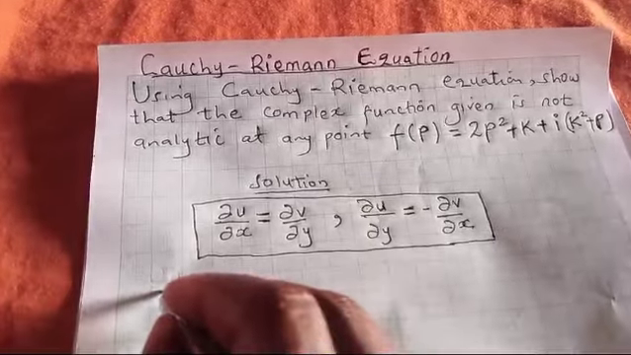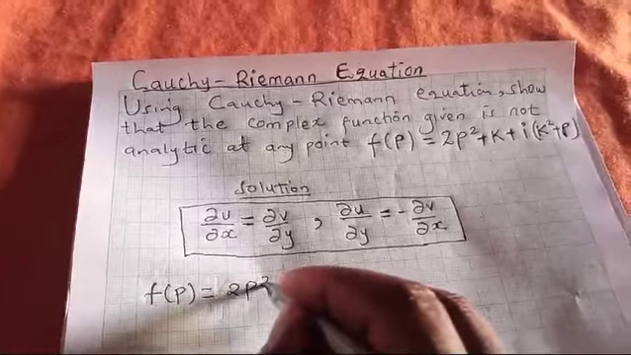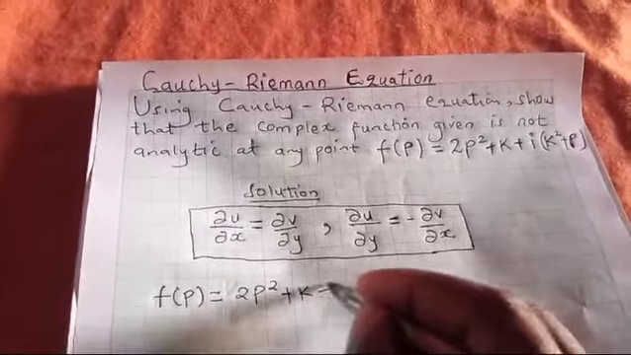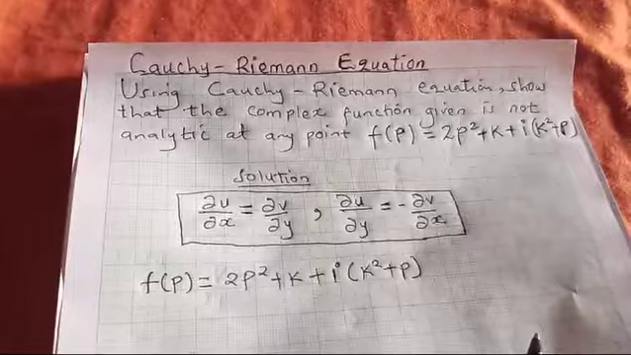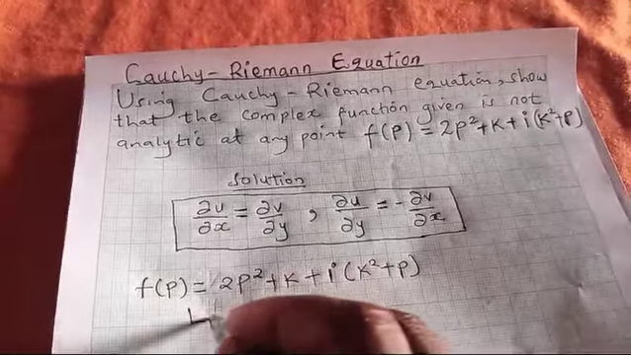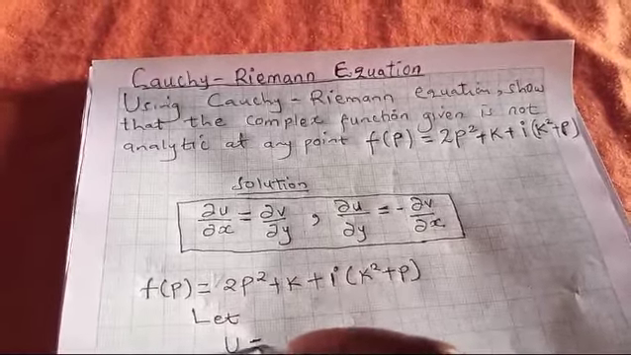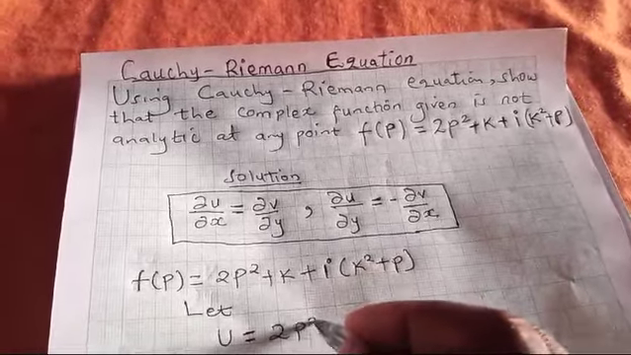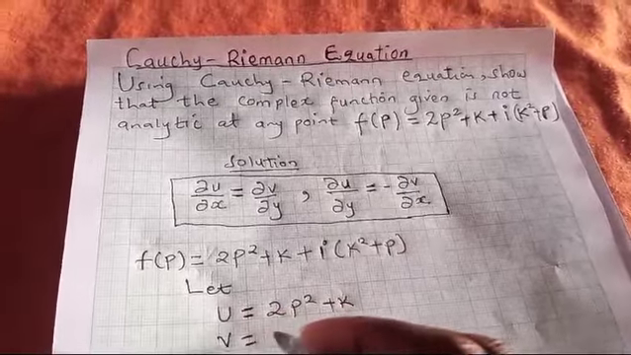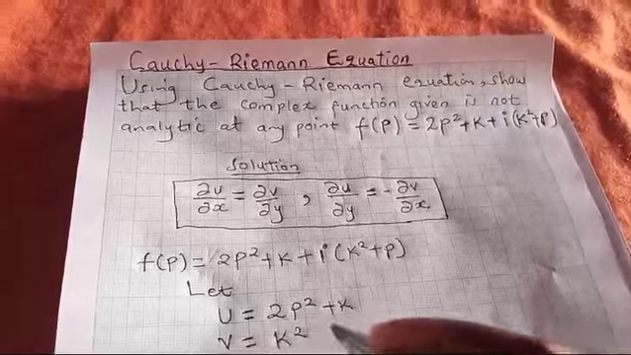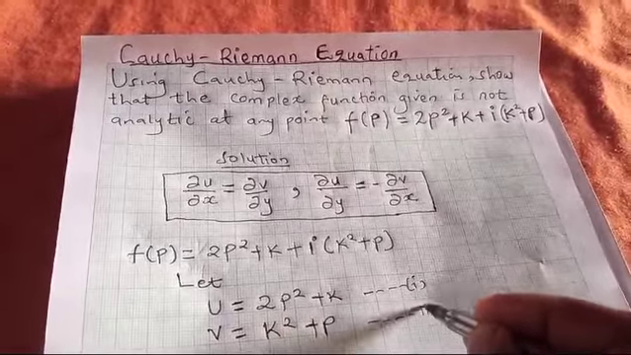So let us begin. The function is f of p equals 2p squared plus k, plus i times the bracket k squared plus p. So we let u be 2p squared plus k. This is u. And then let v be the imaginary part, which is k squared plus p. So this is the first equation, and then this is the second equation.